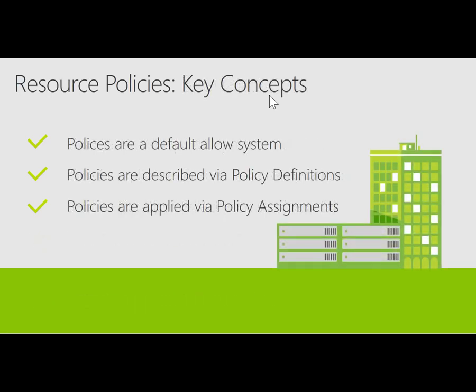So the key concepts around policies are a default allow system. I think this is an important point to note there. And then policies are described through these JSON documents. I'll show you an example known as the policy definitions. And then they are assigned at different scopes using the policy assignment statement. So you define a policy, and then once you've defined this policy, you can apply it at a subscription scope or a resource group scope using a policy assignment statement.